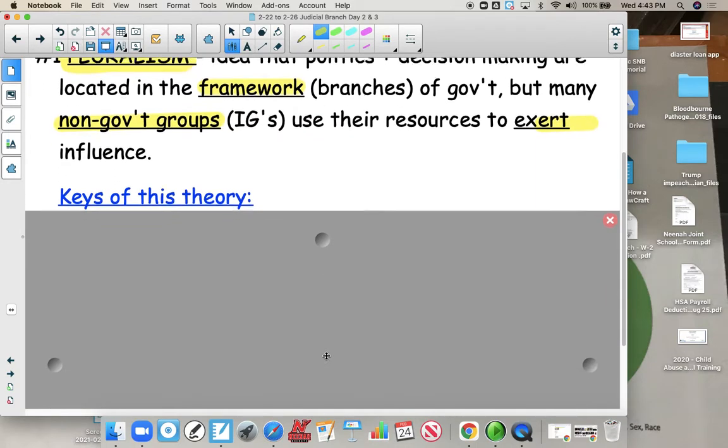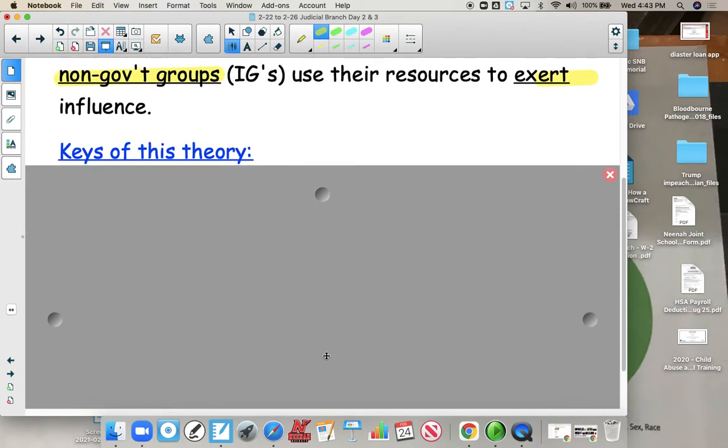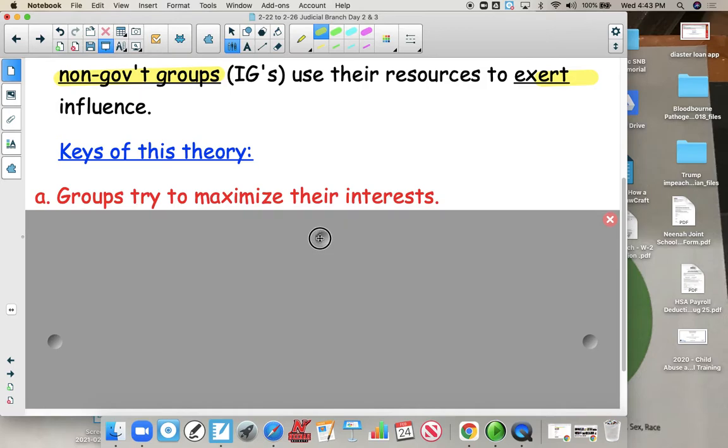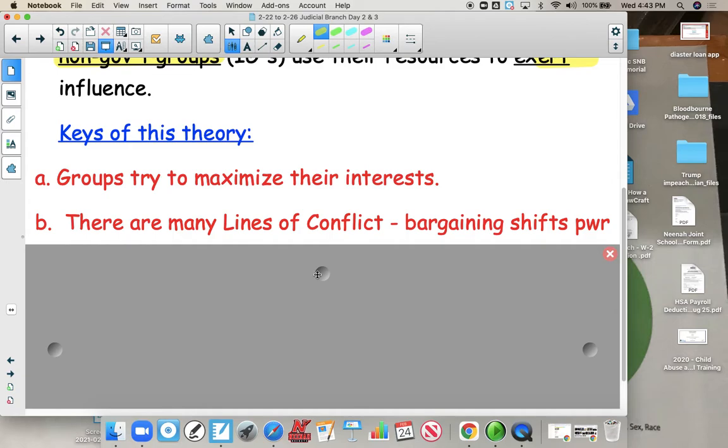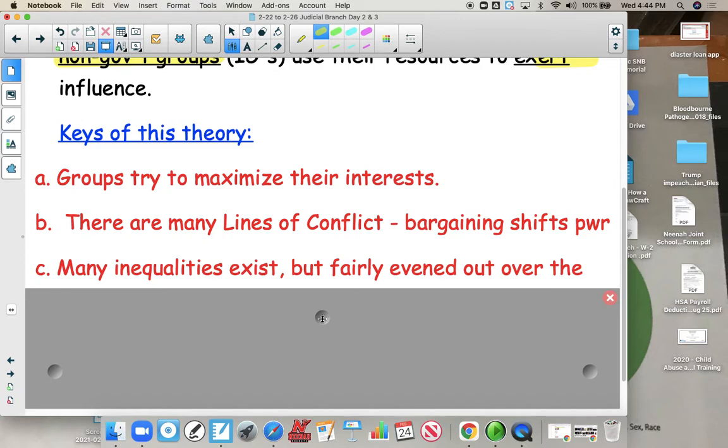Okay, that's old news. Here are the keys to this theory. Number one, groups try to maximize their interests. We have big businesses. They try to keep the minimum wage low so that they can increase their profits. Number two, there are many lines of conflict. There is a bargaining process that constantly shifts the power to the favor of one group and then to the other. And that's all based, in part, on the resources that a group uses and has.